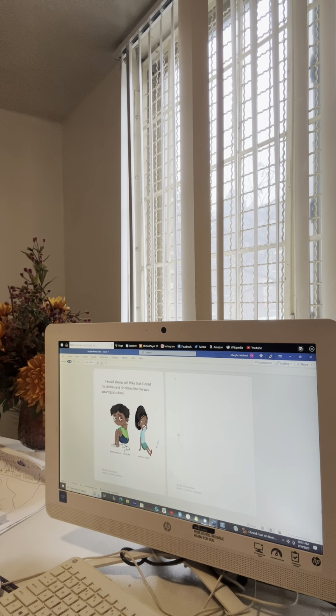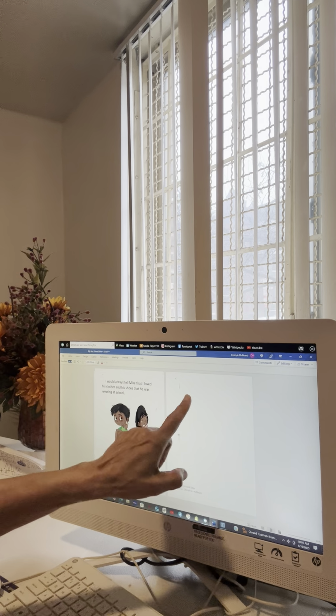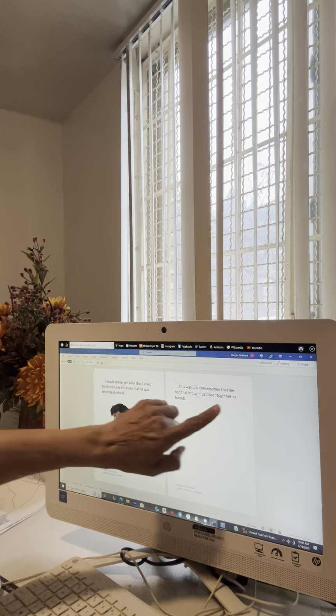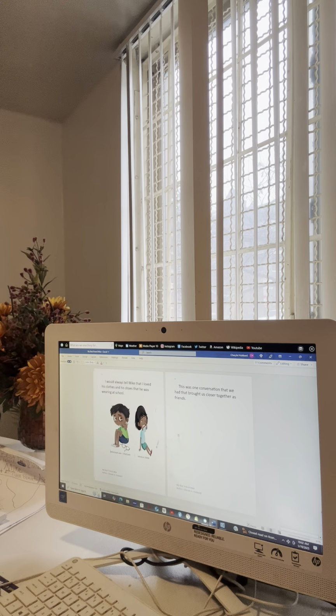And the next one would be, so I would start typing over here on the next page. This was one conversation that we had that brought us closer together as friends. You know, that's just like one sentence. And then I go back to insert.